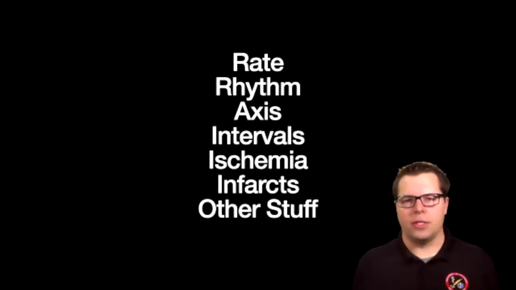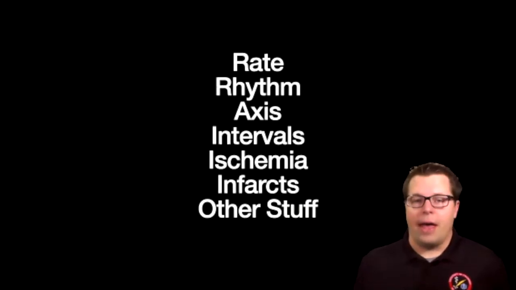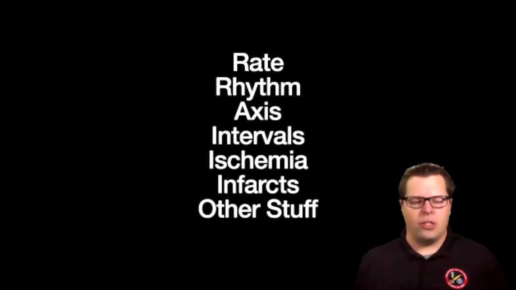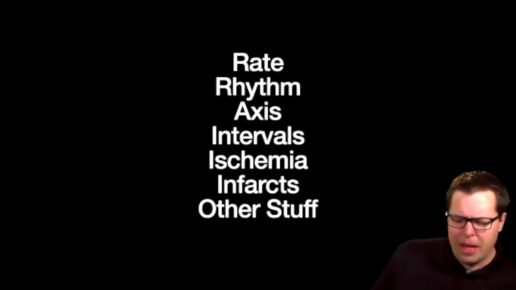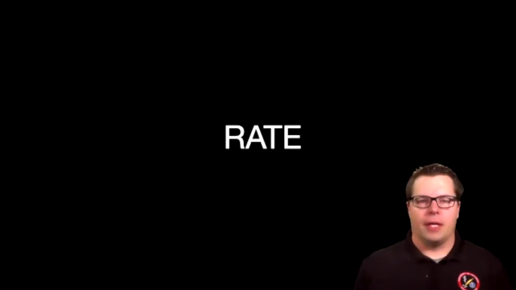Rate, rhythm, axis, intervals, ischemia, infarcts, and then other stuff. And that will let you read an EKG. And again, just having an organized way to go through it will make a big difference. What does it look like to go through all that stuff?